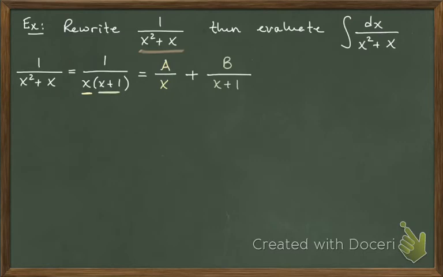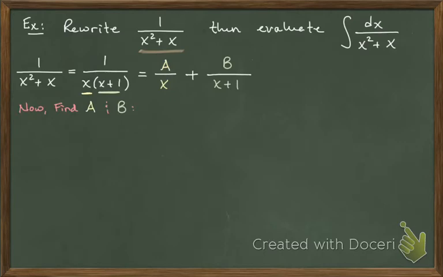Now the order of which you do this doesn't matter. So if you said it was a over x plus 1, that's okay. You're going to get different a and b values than I will here, but the whole integral will work itself out so that you'll get the same answer, okay? Or you should get the same answer. So what's left is to figure out what a and b are.